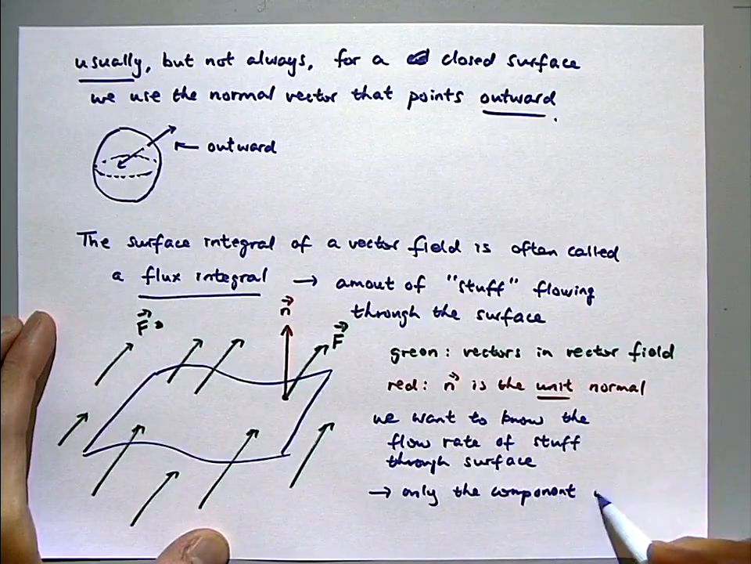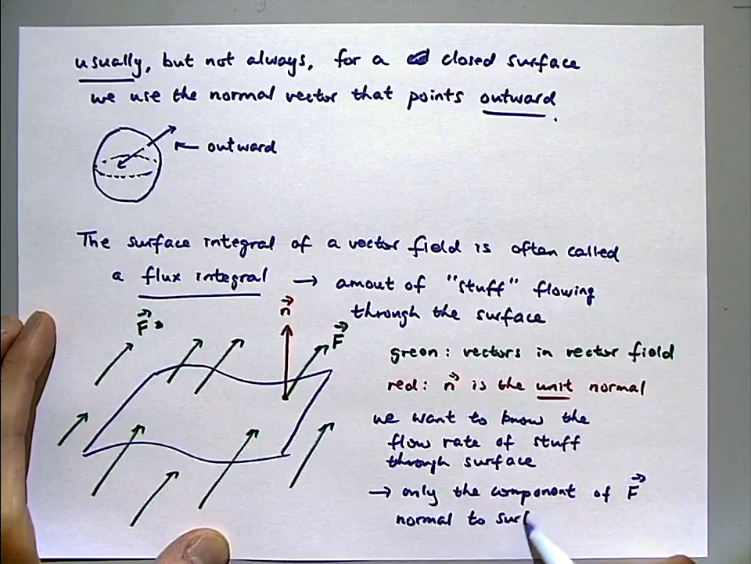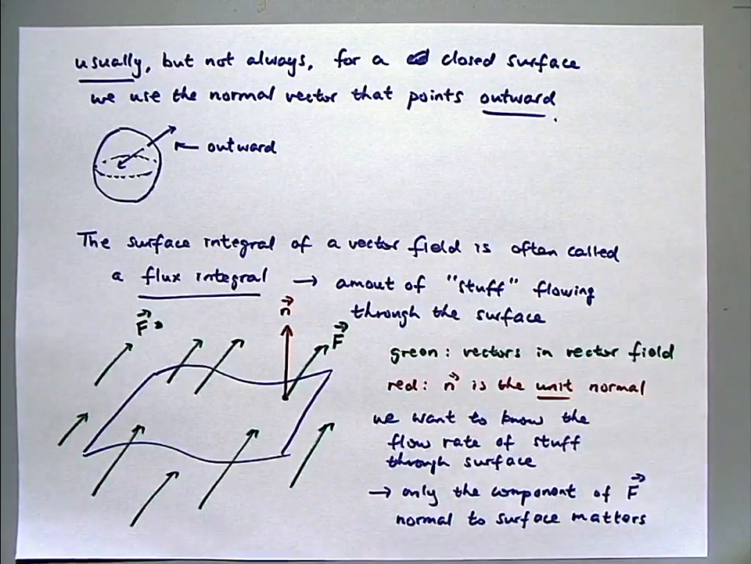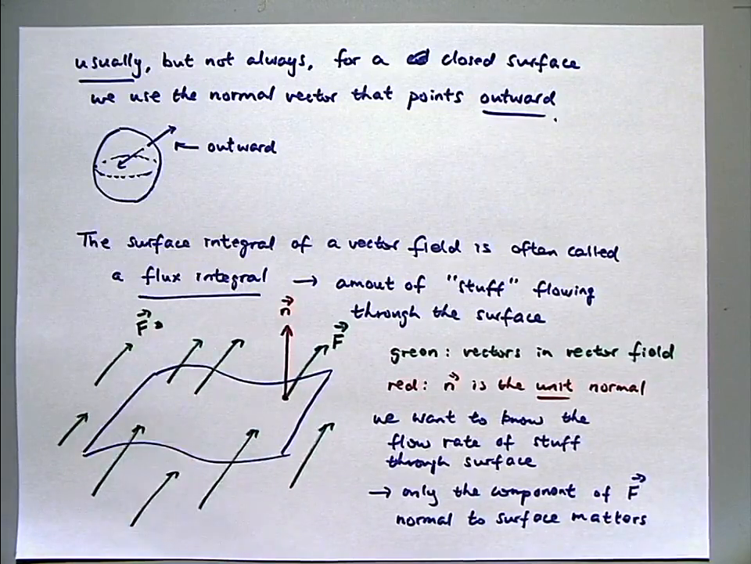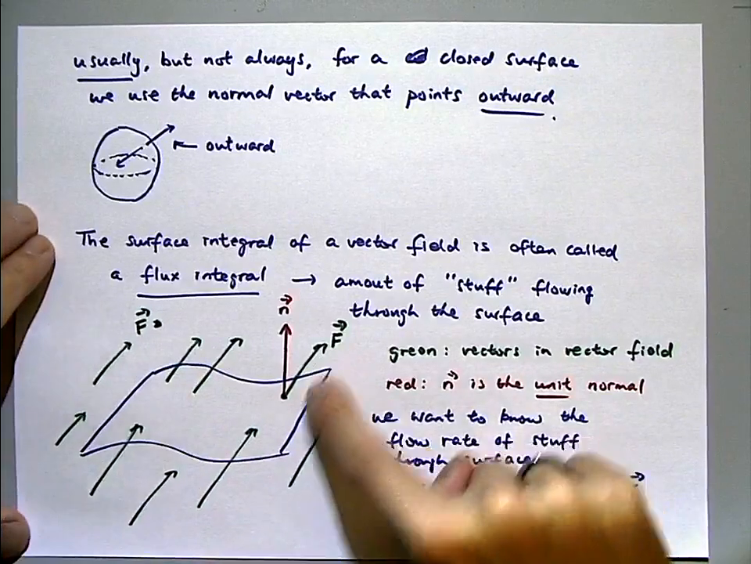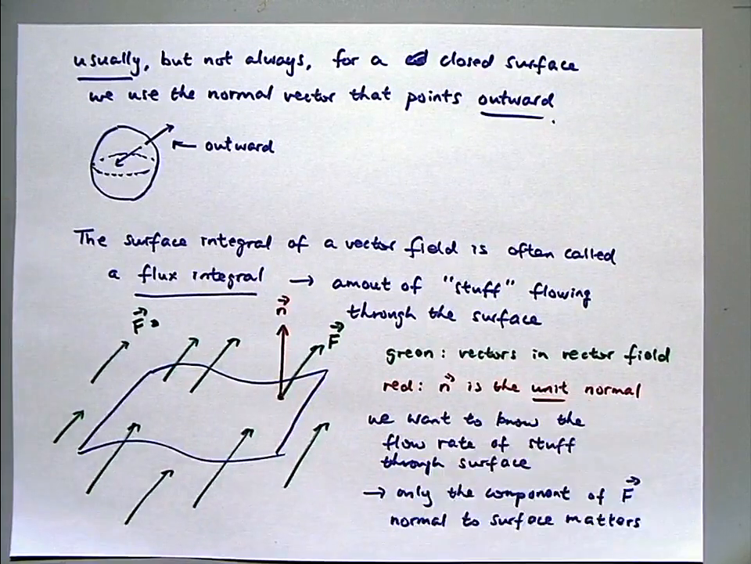So only the component of F perpendicular or normal to the surface matters. Any component that's parallel to the surface just slides right off. If it's water, it just slides right off. It doesn't go through the surface. We want to know all of these components going through in the normal direction. So we want to know how big of a component of F is in this direction. And that involves a dot product, right? When you do a projection, we use a dot product.